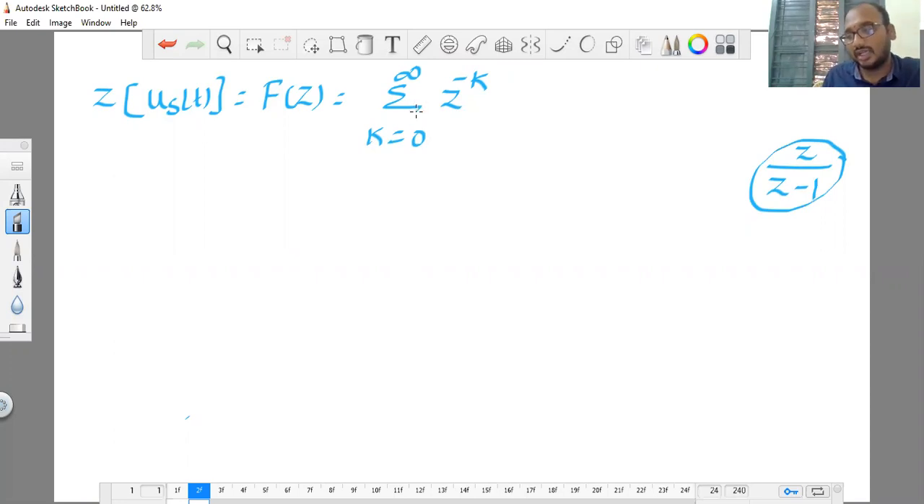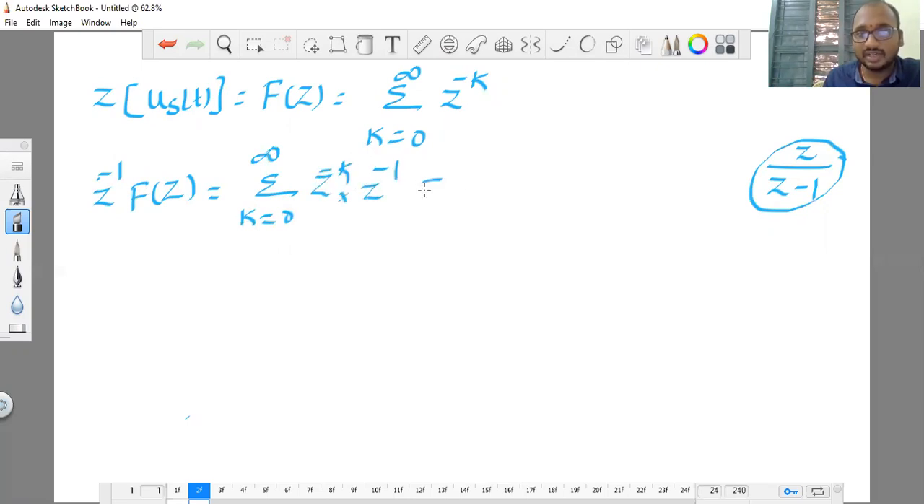Therefore, what I will do is multiply both sides of this expression by z power minus 1. Okay, multiplying the above equation with z power minus 1, we get z power minus 1 into F of z equal to sigma k equals 0 to infinity z power minus k into z power minus 1. It can be written as sigma k equals 0 to infinity z power minus of k plus 1. Right? So next, let us take this equation as 2.